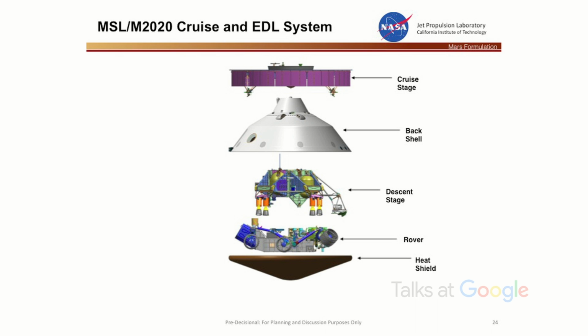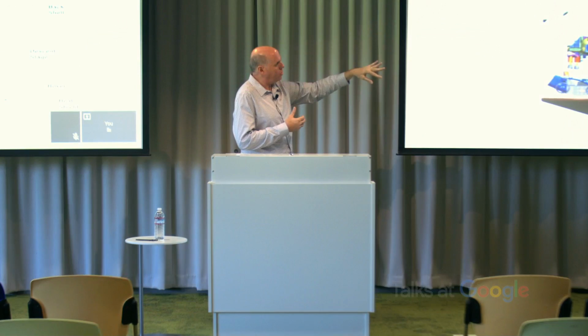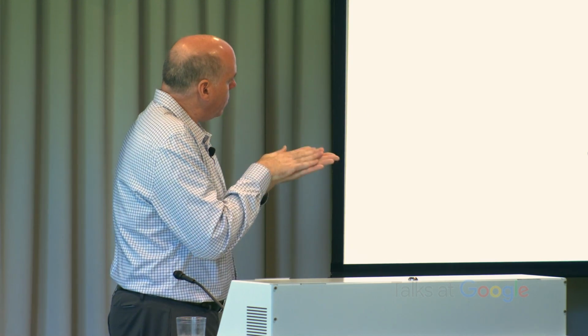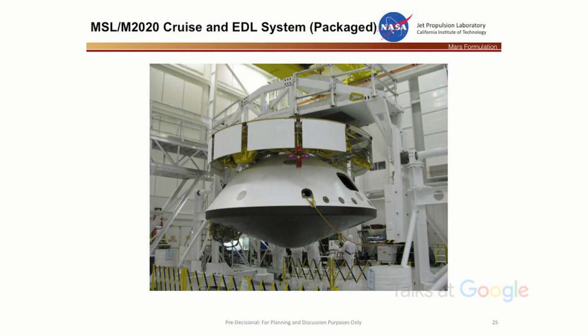We have this cruise stage that shepherds the vehicle from Earth to Mars. We have a back shell, which is kind of a cover that covers the good stuff inside, the payload, during the entry into Mars. Then we have this descent stage that you all have seen that lowers the rover down to the surface and then flies away. The rover itself is collapsed down into its flat condition before the wheels are deployed. And then the bottom is the heat shield. That's all the same between MSL and 2020, and it's really just the payload on the rover that's dramatically different. That's what it looks like when it's all put together in the clean room at JPL.